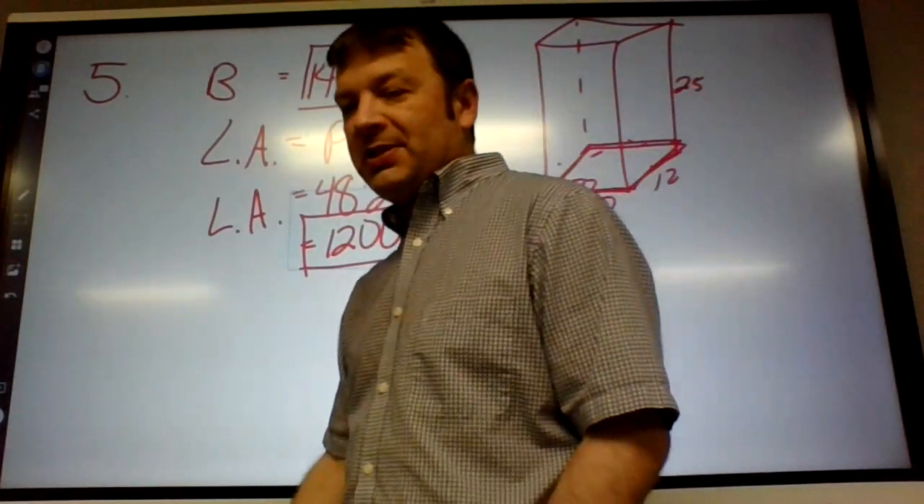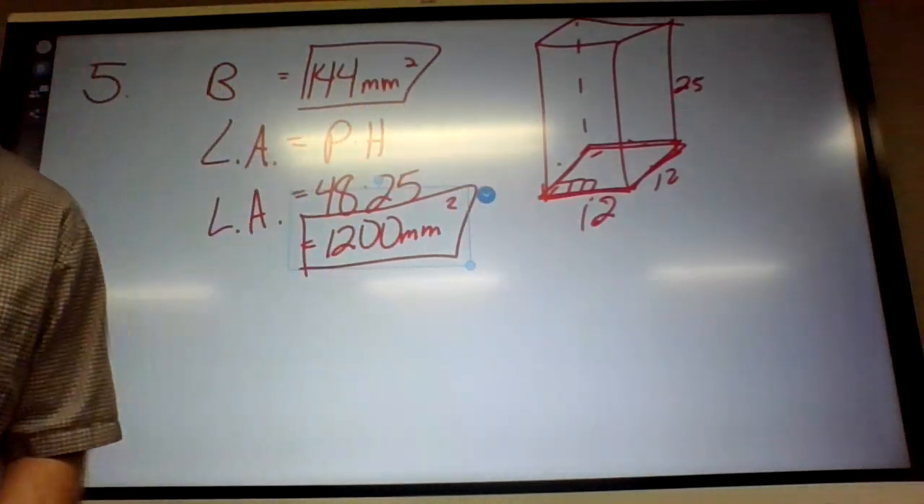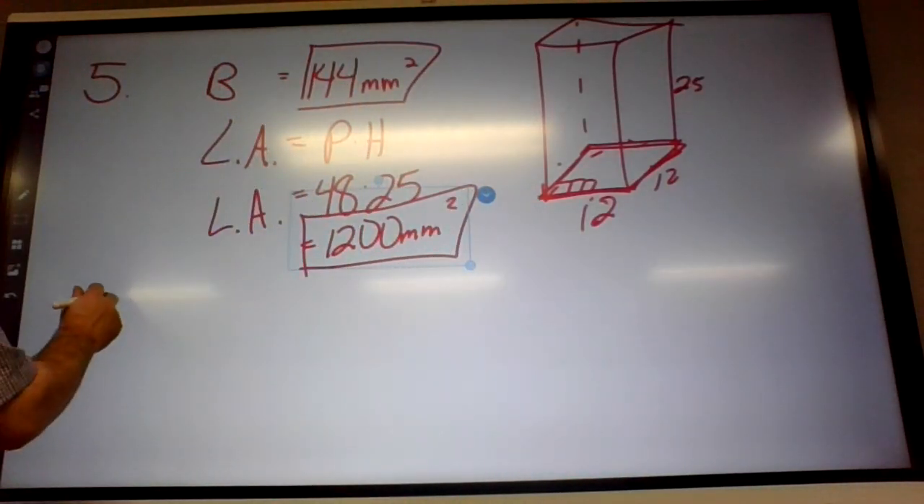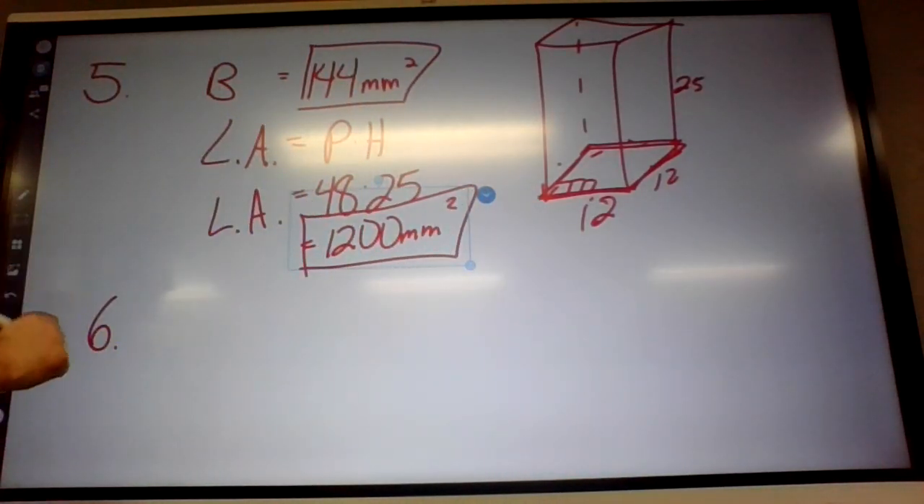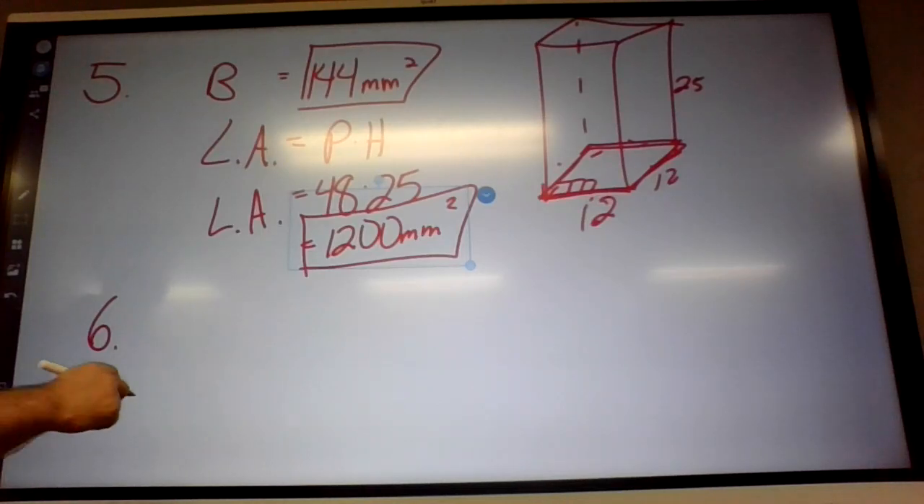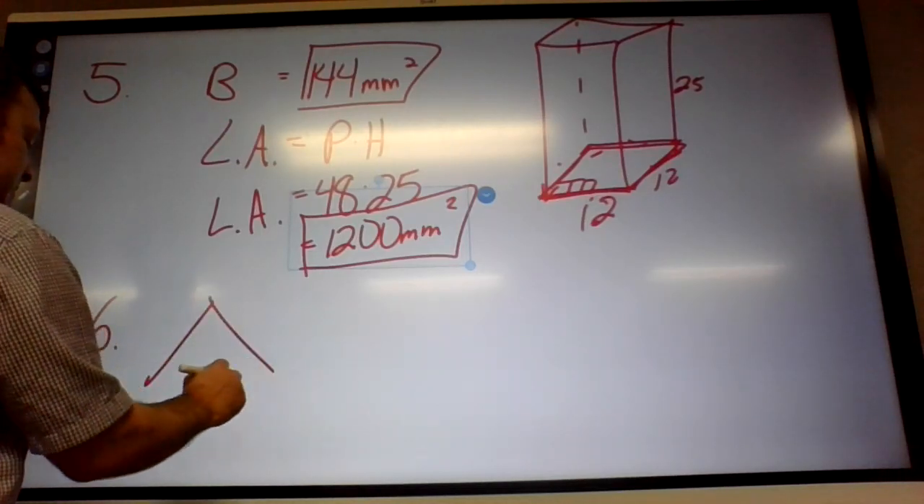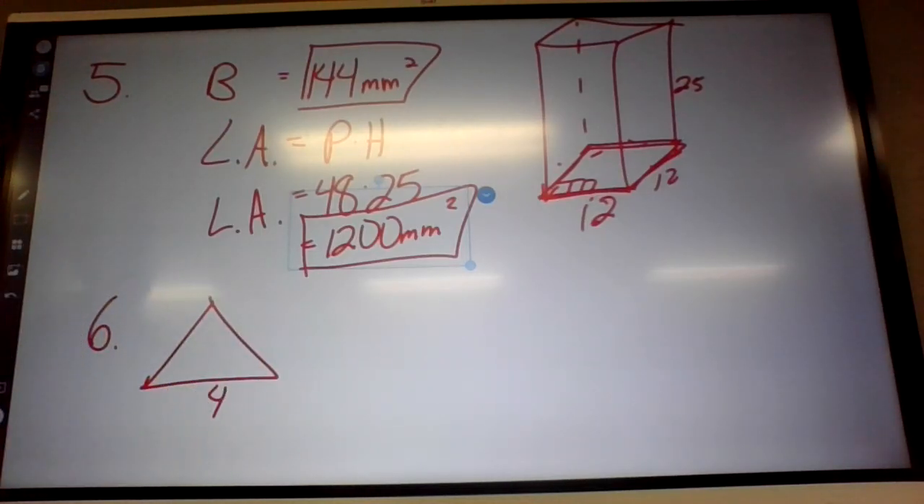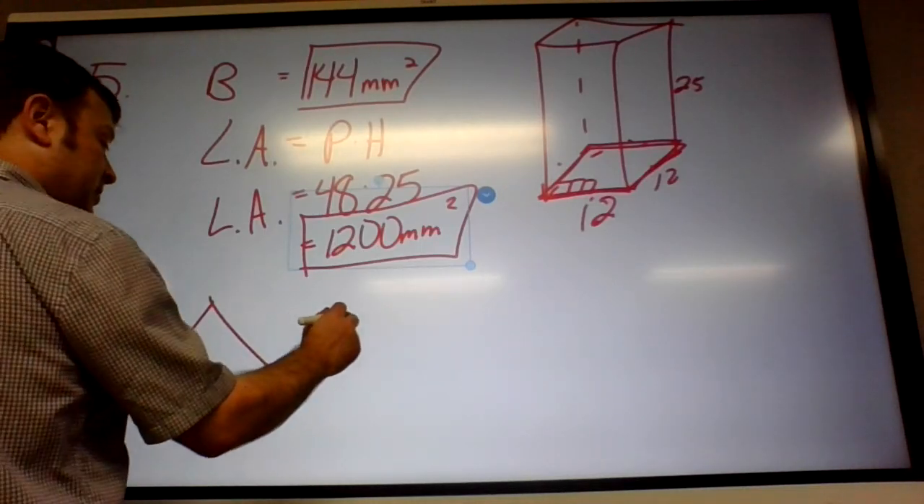Okay, on number 6, the base is an equilateral triangle. So, how do I find the base area? Well, we kind of did the formula on number 1B, right? For an equilateral triangle.